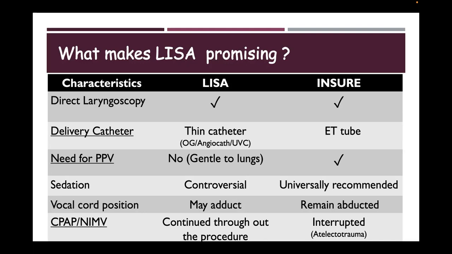Whereas in LISA, the babies are kept on CPAP, so FRC is established. Then we do not put an ET tube, so biotrauma is not there. We do not bag, so there is no barotrauma. We do not put babies on ventilator, so there is no volutrauma. In addition, babies breathe spontaneously, which leads to better distribution of the surfactant.